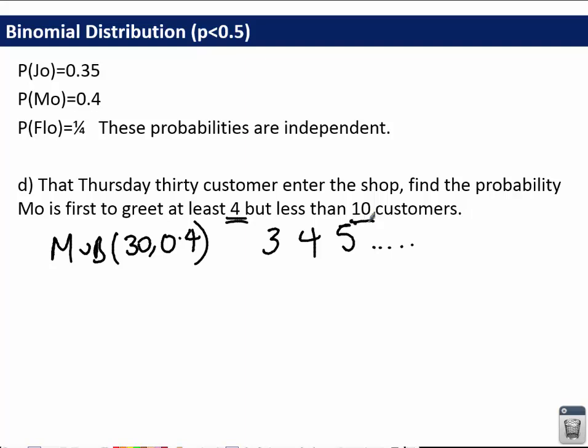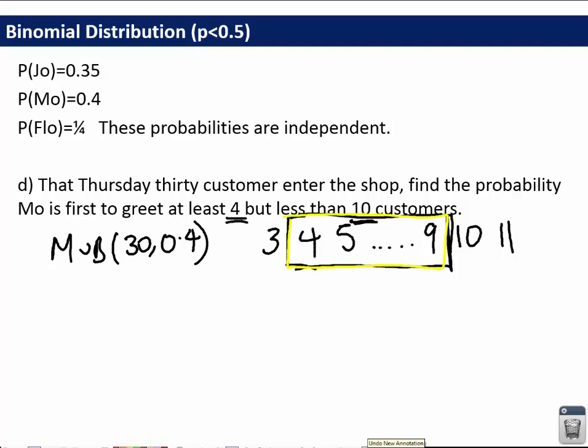10 is our second key number, with numbers either side, 9 and 11. So let's read this question again. Mo is the first to greet at least 4, so we want 4 to be included. But less than 10, so we do not want 10 to be included. So this is our section of numbers that we have here.